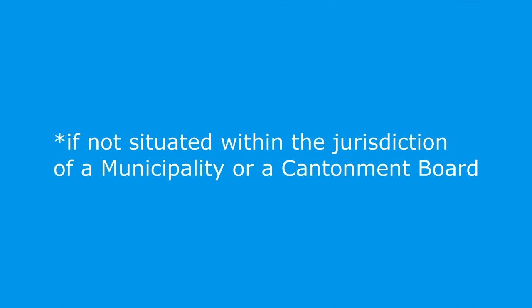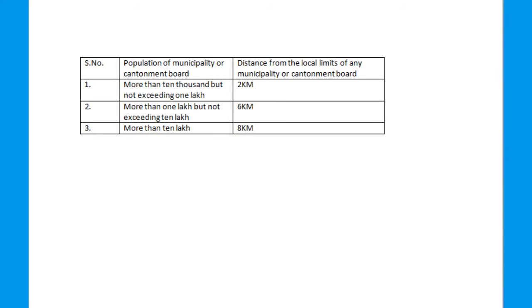However, if the first condition is not satisfied, that is, if it is not situated within the jurisdiction of a municipality or a cantonment board, then it can still be considered as a specified area provided it satisfies any of the conditions specified in this table. For example, if it has a population of more than 10,000 but not more than 1 lakh, then it shall be considered as a specified area provided it is situated within a distance of 2 kilometers from the limits of a municipality or cantonment board.